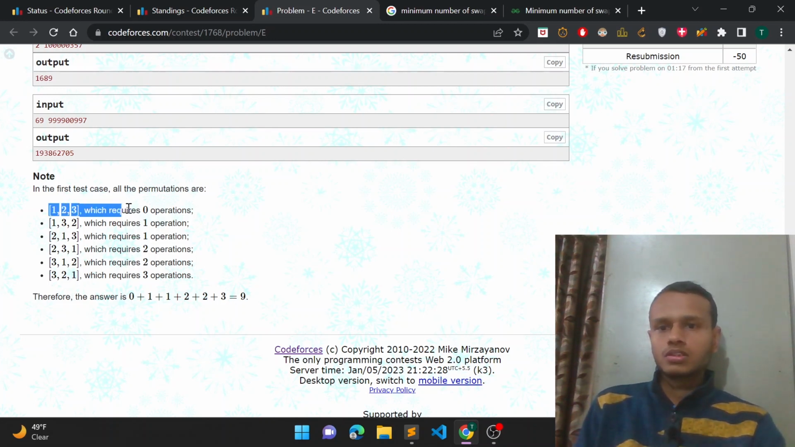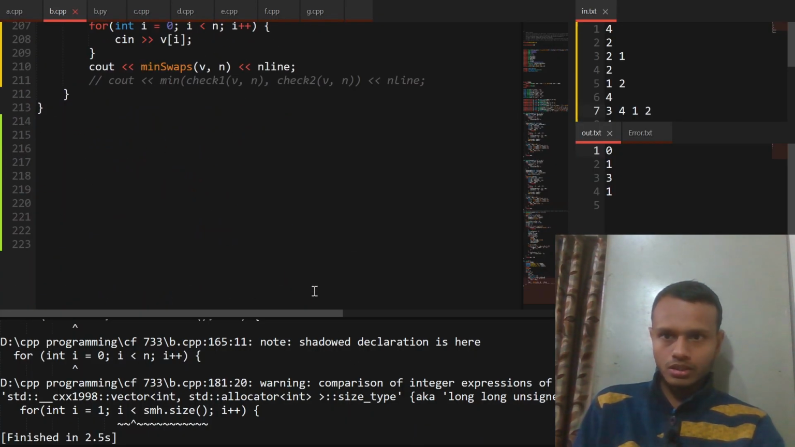So this permutation requires 0 such operations. This one requires only 1 operation, right? This one also. This one requires 2, right? This one also requires 2. This one requires 3. Okay.